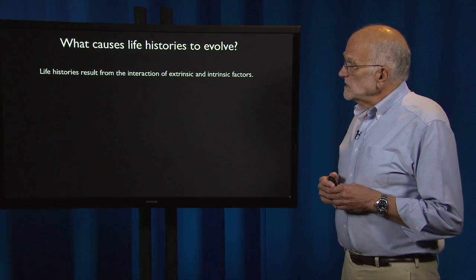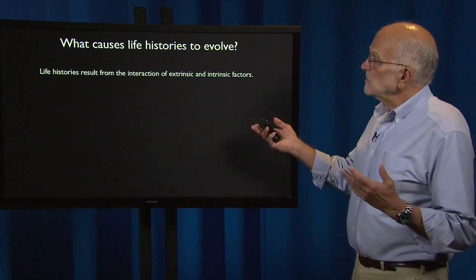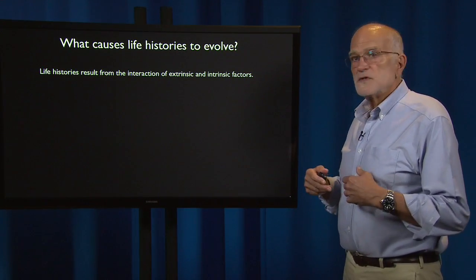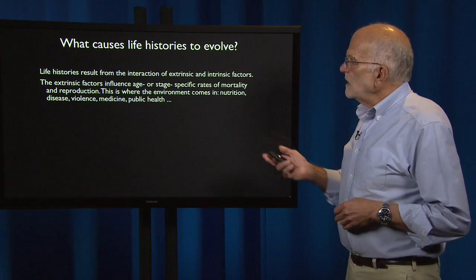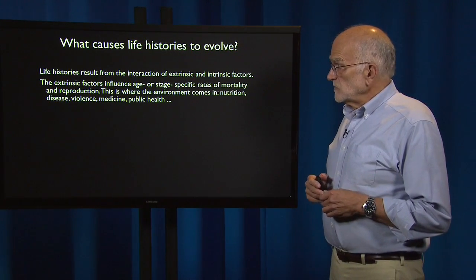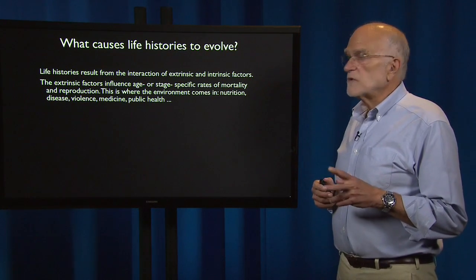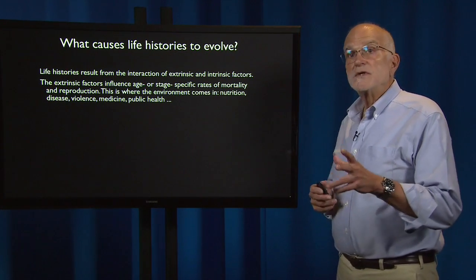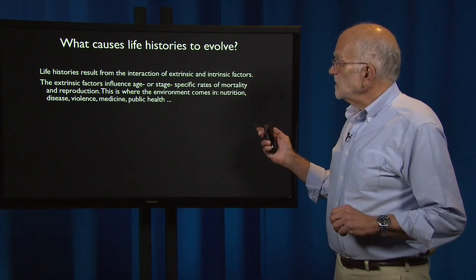So what is it that causes life histories to evolve? Well, at a very basic level, they result from the interaction of extrinsic and intrinsic factors, from things in the environment and things in the organism. The extrinsic factors are those that influence age or stage-specific rates of mortality and reproduction. So risk and nutrition and things like that. This is where the environment comes in.